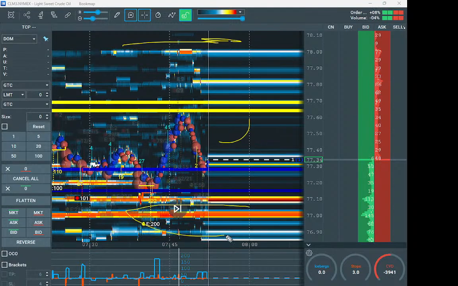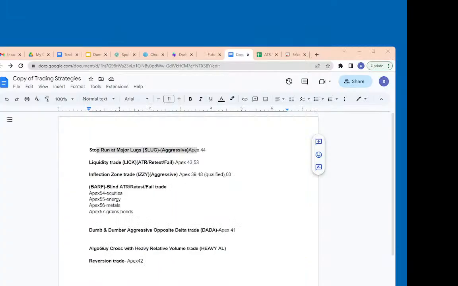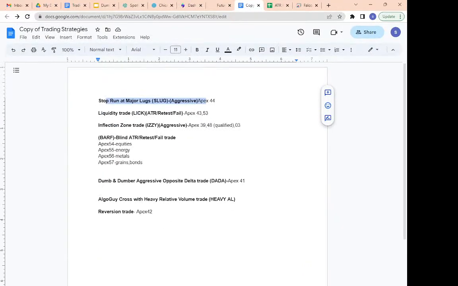So that's an independent trade. Each one of these is a different strategy that we're trading, right? So what I tell my room is, if you have large bandwidth, trade them all. If you can only look at 1 or 2 things, pick the slug, pick the lick, or pick the IZZY, right? And then master those, and then you can move on to a new playbook.